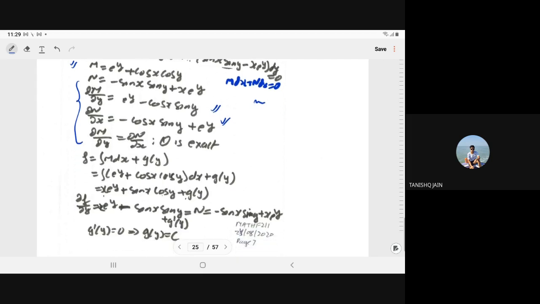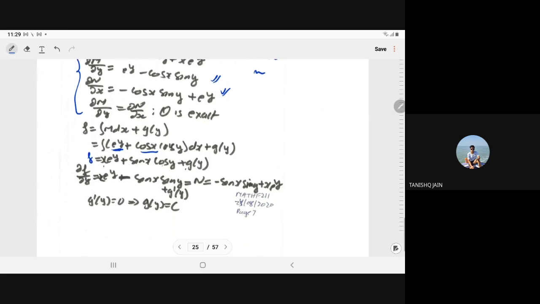When the first one is an exact equation, what is the solution? F = integral of M dx + g(y). So M is e^y + cos x cos y, and with respect to x you have to integrate, plus g(y). So here it will come x e^y, and here we have sin x cos y. So sin x cos y + g(y). This is the F.